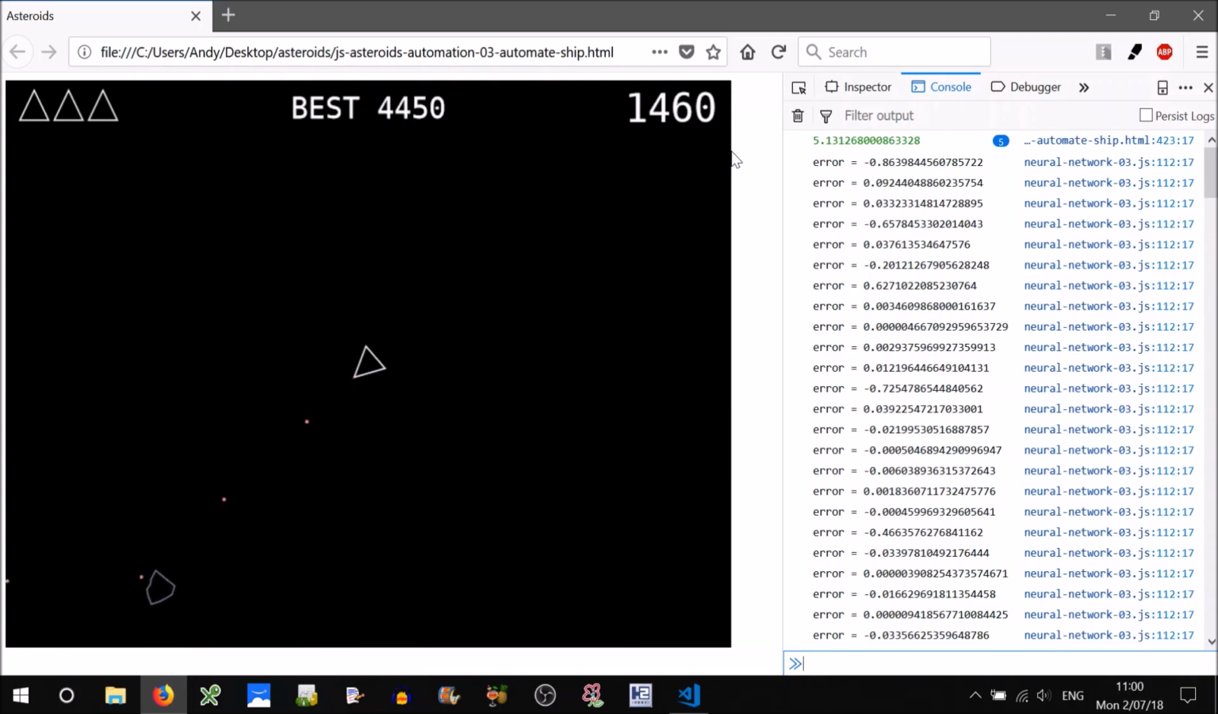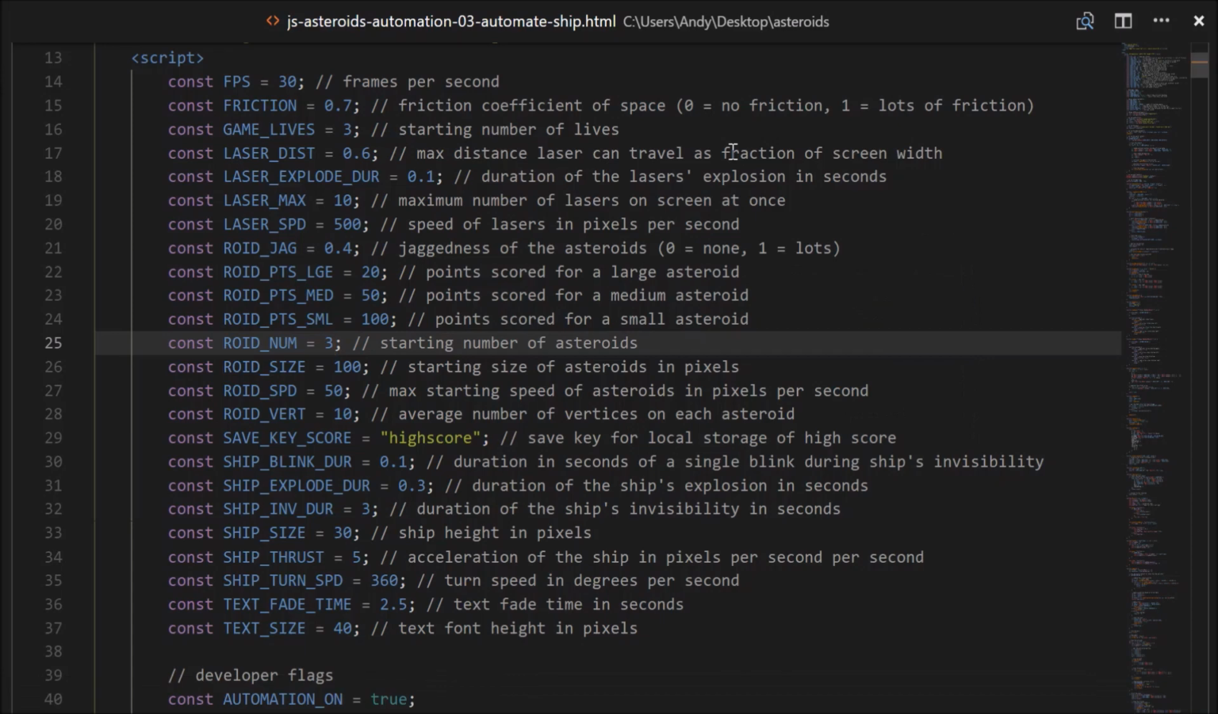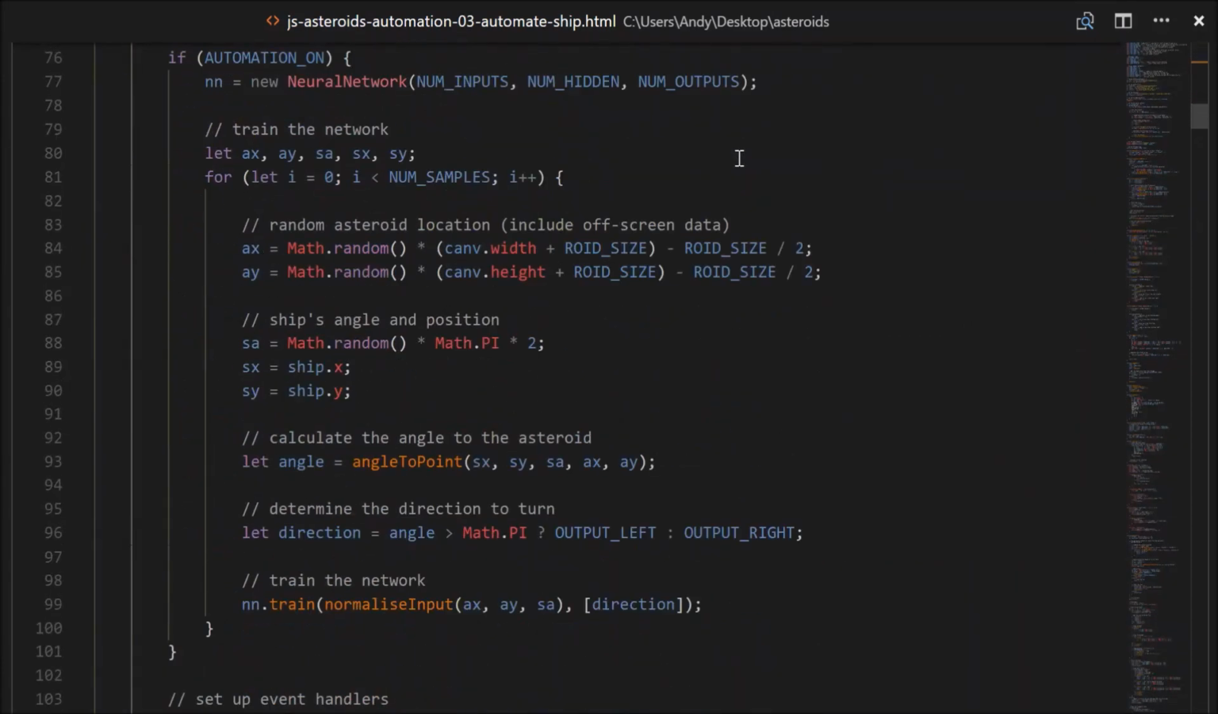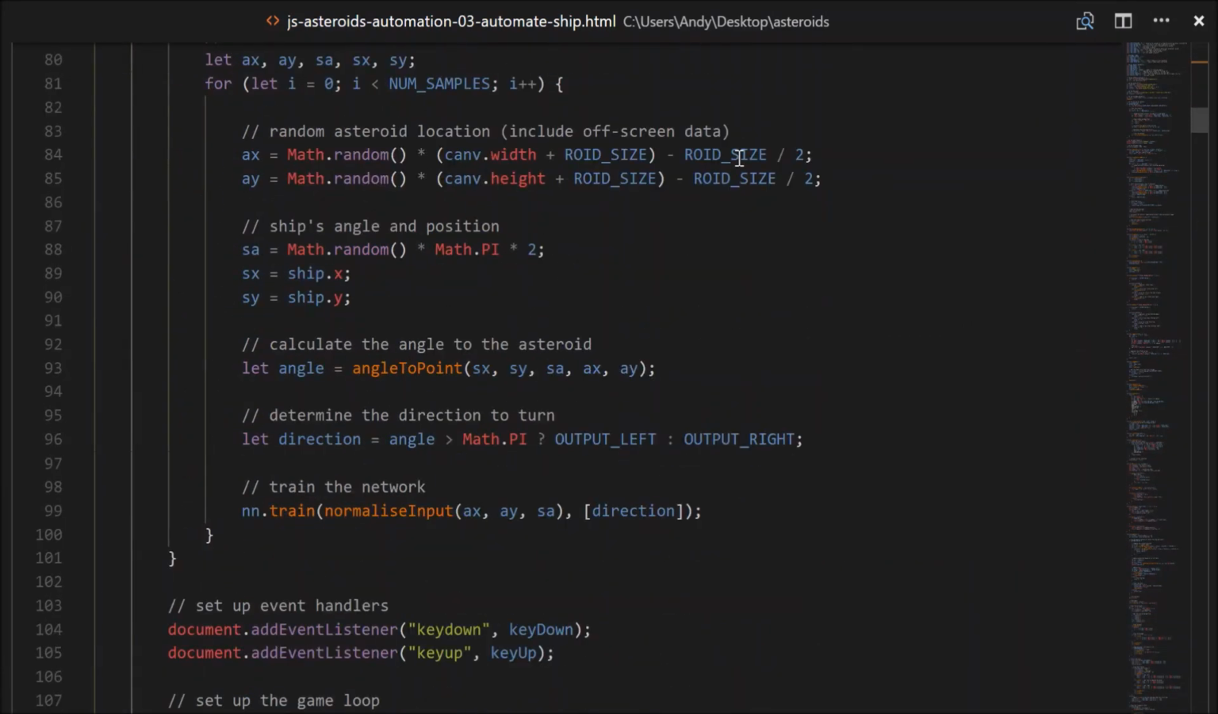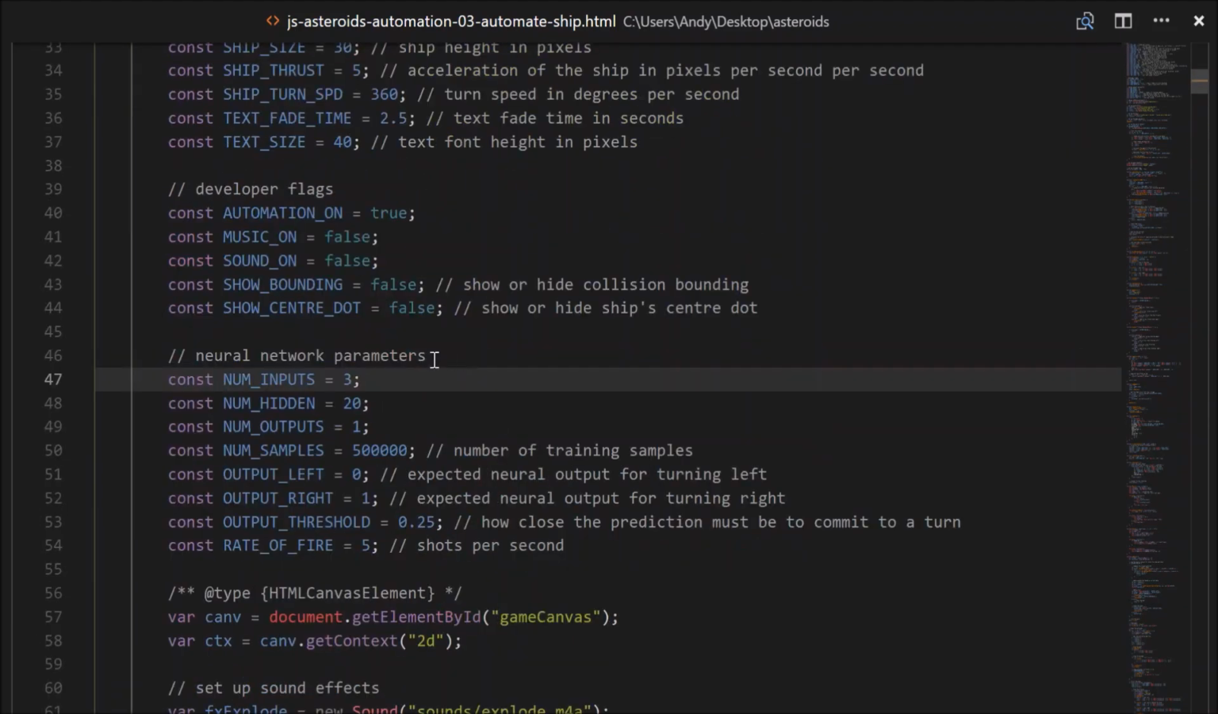How about we pass some more information, because we're only passing the bare minimum. We're passing the asteroid location and the ship's angle. I think we can do better than that. So head back into the code, down to where we set up our training data. What else could we pass? Well, we are calculating the angle to the asteroid. How about we stick that in as one of our inputs? So we'll put it in after our asteroid position. We'll have to bump up the number of inputs to 4.